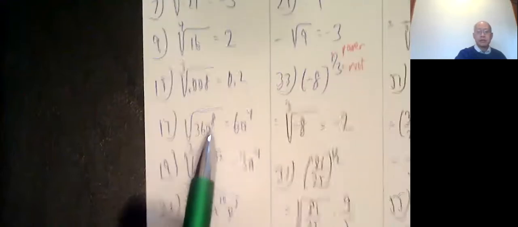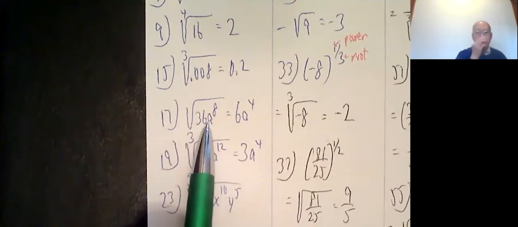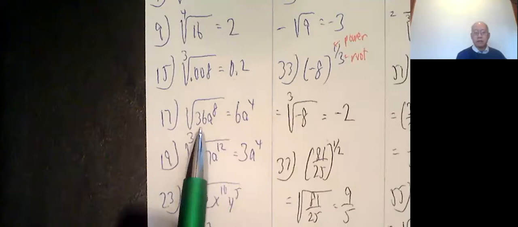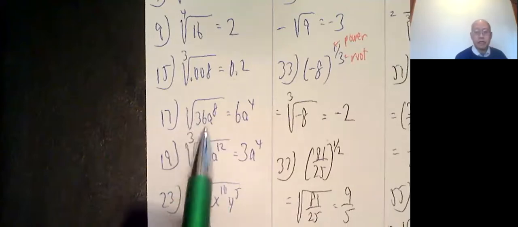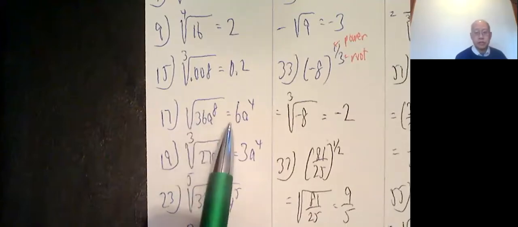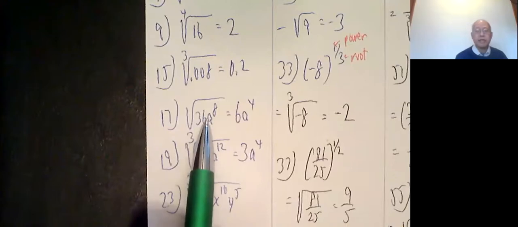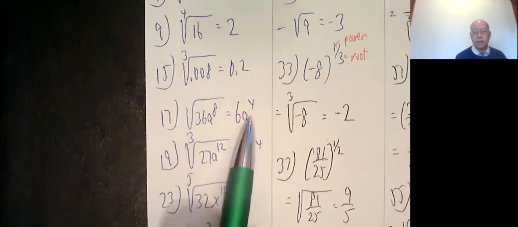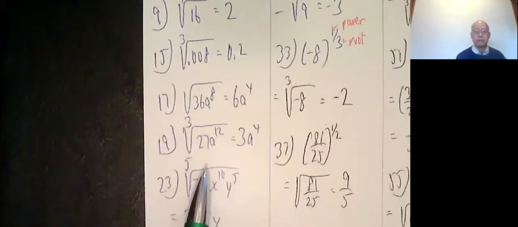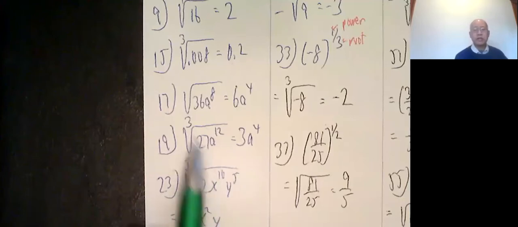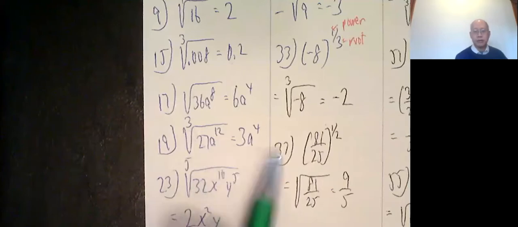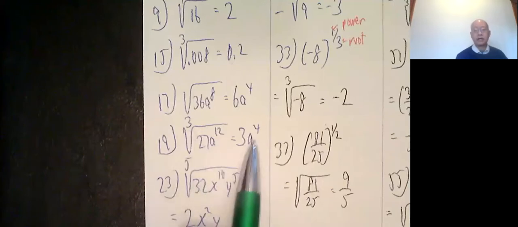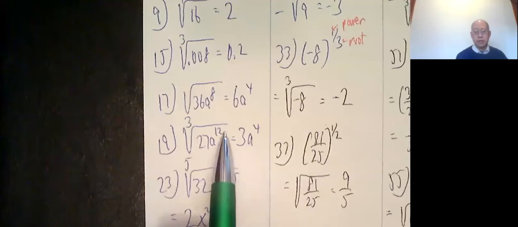Okay, 17, we're assuming that A represents a positive number now. If A is negative, it's a little bit trickier. But for A positive, square root of 36 A to the 8: square root of 36 is 6. The square root of A to the 8, what times itself is A to the 8? That's A to the 4th, because A to the 4th times A to the 4th is A to the 8. Cube root of 27 A to the 12th: cube root of 27 is 3. What do you cube to get A to the 12th? A to the 4th. A to the 4th cubed is A to the 12th.